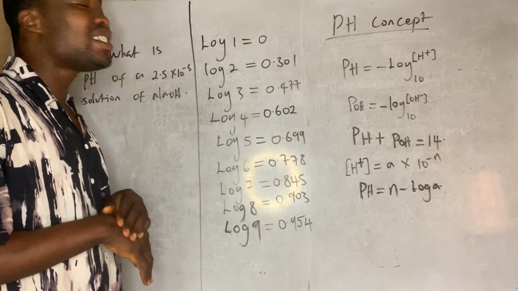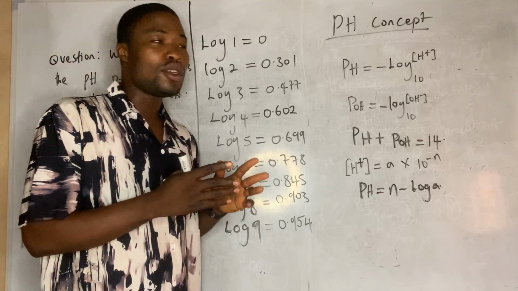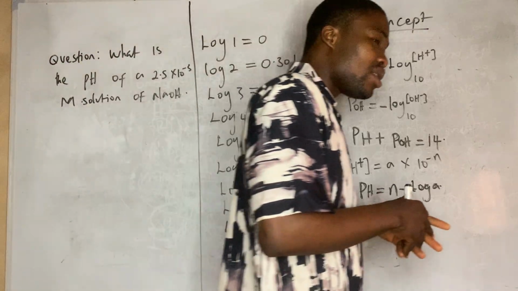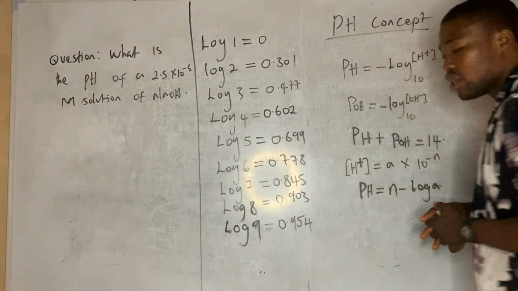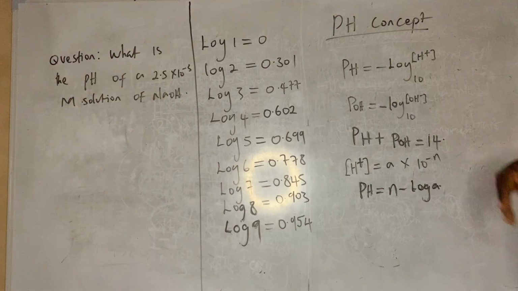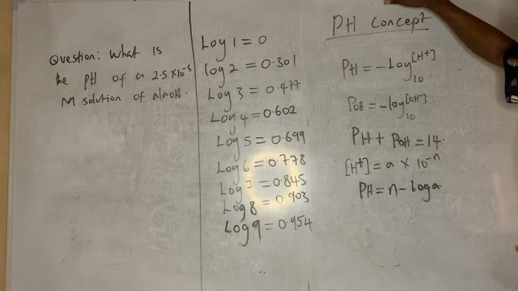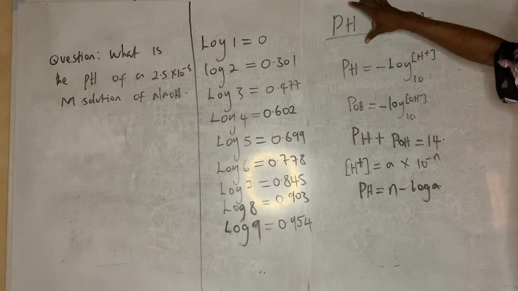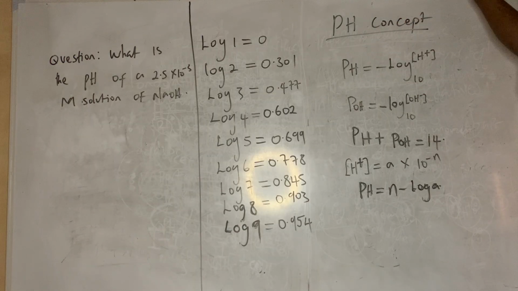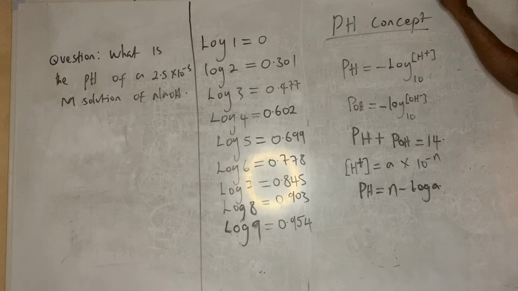Now, first, basically, this concept is for the pH of a strong acid or base. Before we look at the question, what's the pH concept? pH is the negative logarithm of hydrogen ion concentration to base 10.